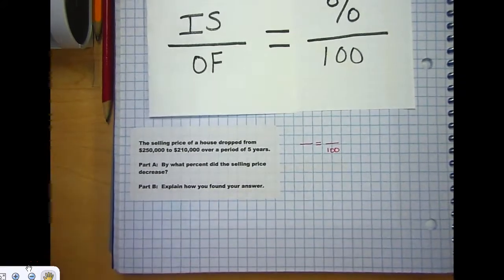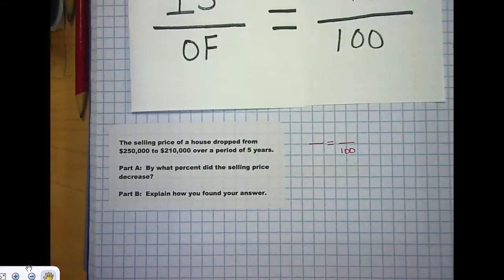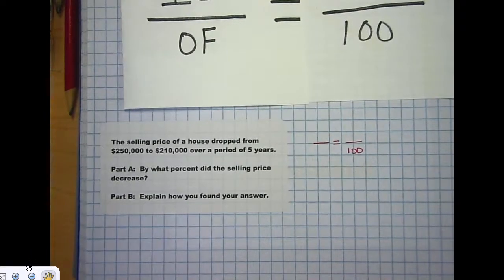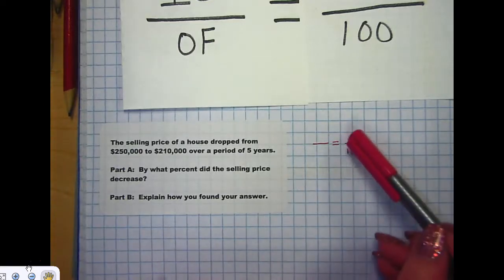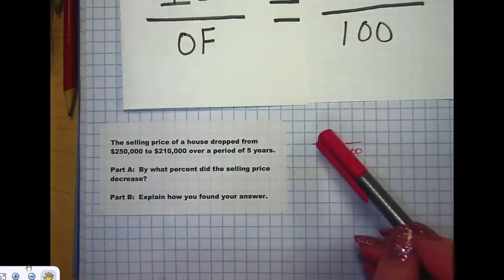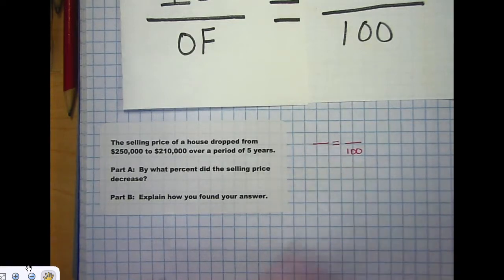Right? And so we're looking for the percent. So what part do I know is going to be blank in this percent proportion? What do I know is going to be blank? Camden? The percent, where does it go? Above the 100. So this part has to be blank. So I need a part over a whole.